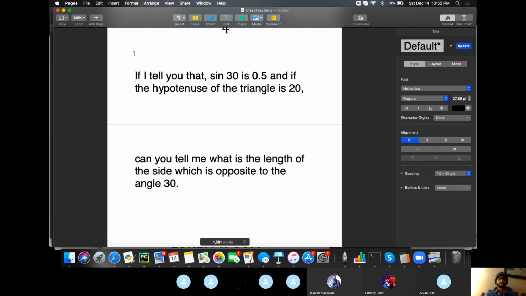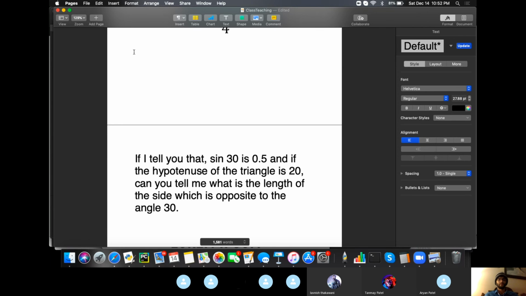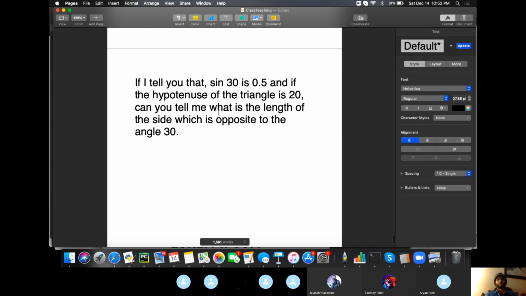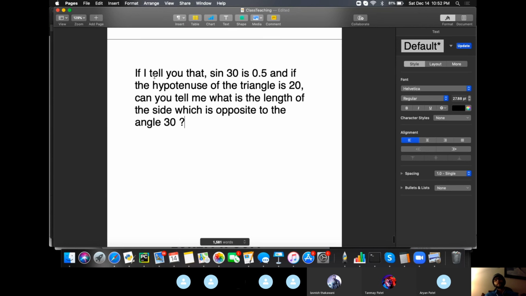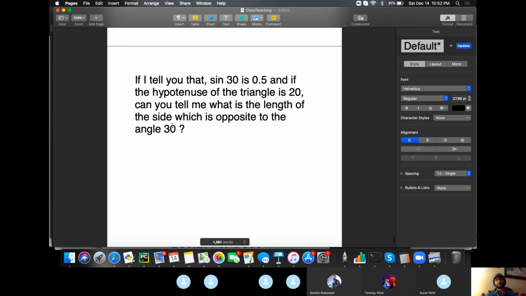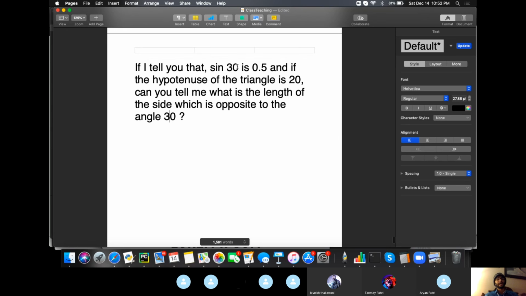We have a triangle. I'm not going to draw a diagram here, or send you any picture, because I want you to understand the problem without looking at the picture. You can draw if you want. So there is a triangle in which one angle is 30 degrees. That is the angle theta or whatever you want to consider. Sine 30 is 0.5. That is the information that I'm giving you.